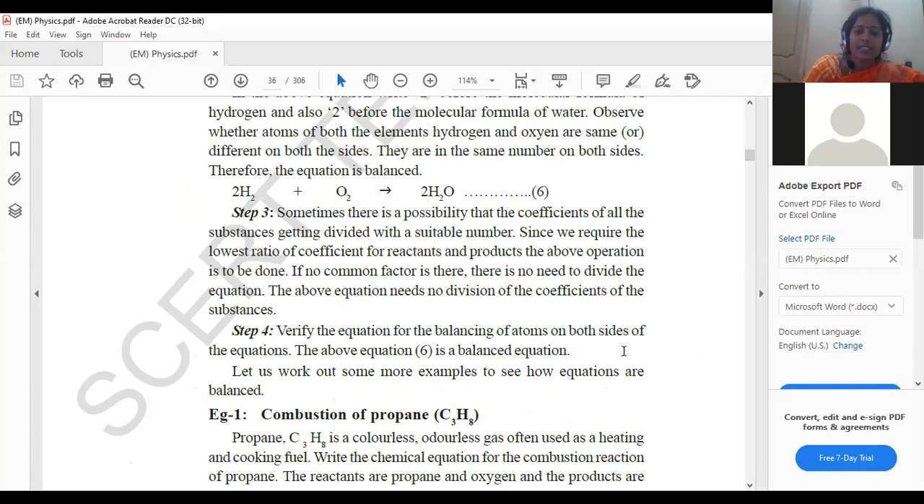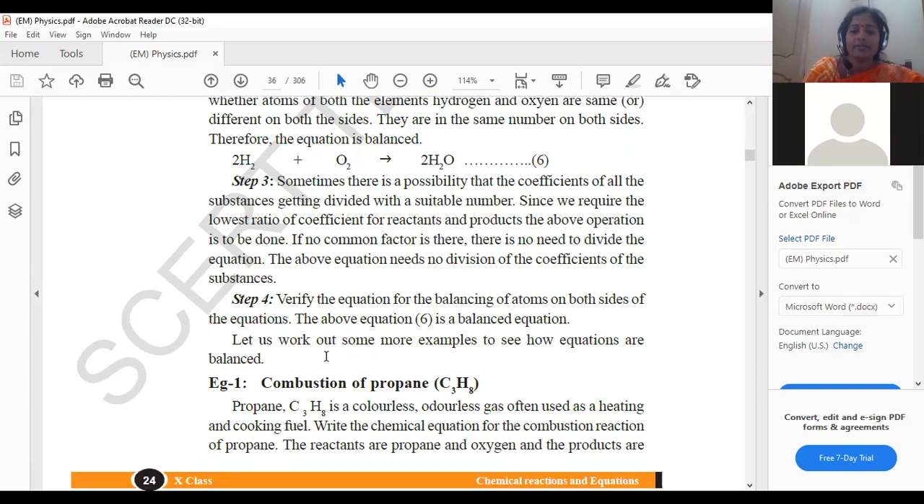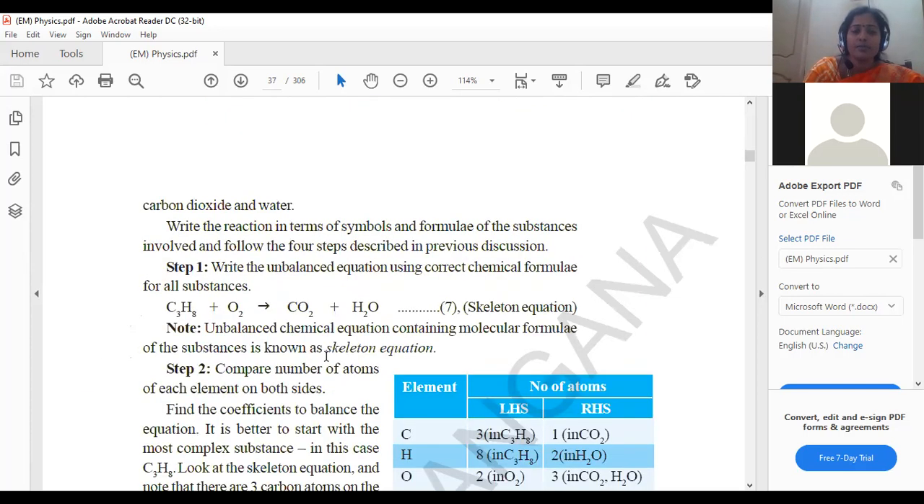Verify the equation for balancing atoms on both sides. Above equation is balanced. So whether the left side and right side atoms are in equal number or not, we have to balance by using the number of atoms on the left and right hand side. Let us go with one simplest example, combustion of propane. When propane is combusted, what kind of possibility do we have? Let us see. Let us go to the whiteboard again.